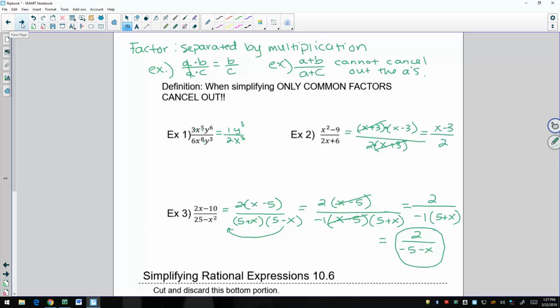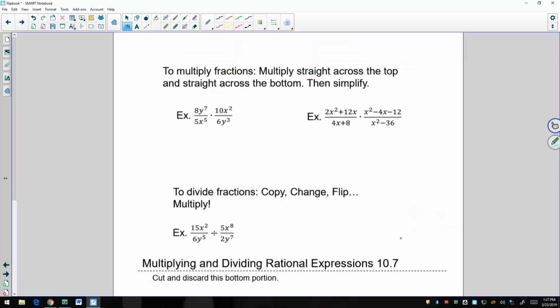All right, on to lesson 7. In lesson 7, we're doing factoring as well, but we are adding in another fraction. We're either going to be multiplying or dividing.